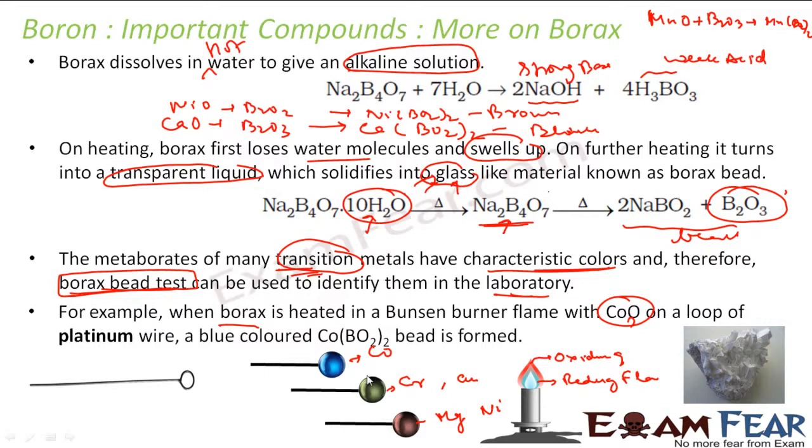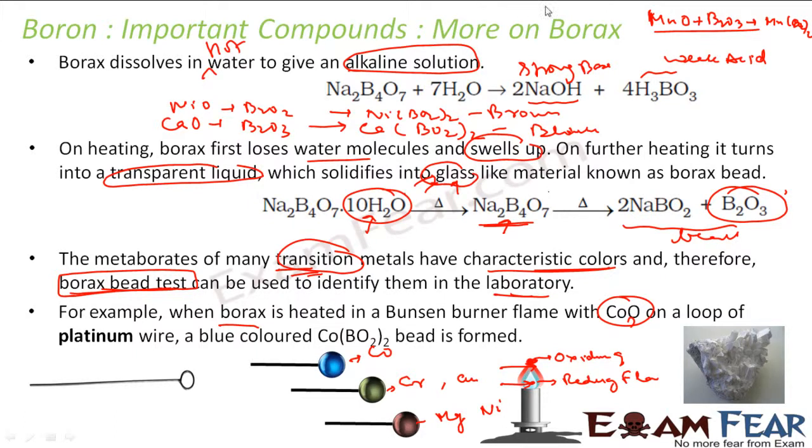The logic here is not to tell you the colors. You should not try to remember the colors. The logic is that borax gives different colors for different transition metals in the bead test, and this differs in the oxidizing and reducing flame. This part is the oxidizing flame and this part is the reducing flame. If you heat somewhere here, it's the reducing flame, and if you heat somewhere here, it's the oxidizing flame. With this, we are able to identify different metals.